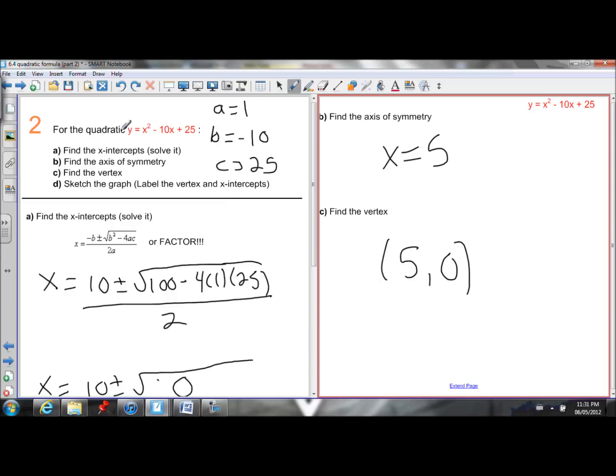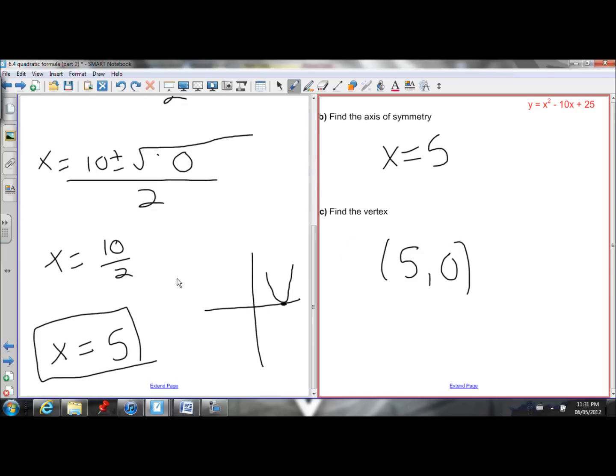And if I plug 5 into this equation, I get 25 minus 10 times 5, which is 50. So 25 minus 50 is negative 25. Plus 25 is 0. There's the y-coordinate. Okay, so this is a shortcut. If you only have one solution, you know the parabola is just going to touch the x-axis there, and that is the vertex. So the x-intercept of 5, 0 is the vertex. Axis of symmetry is the x-coordinate of the vertex.